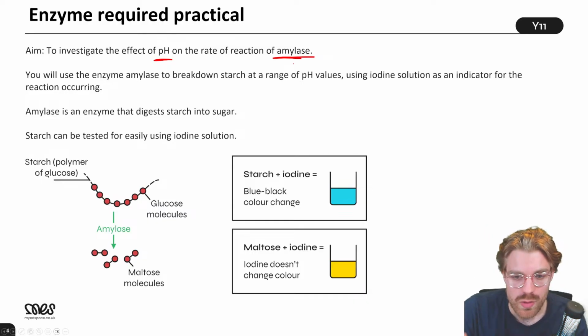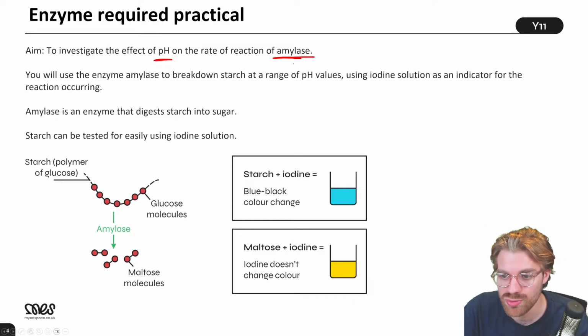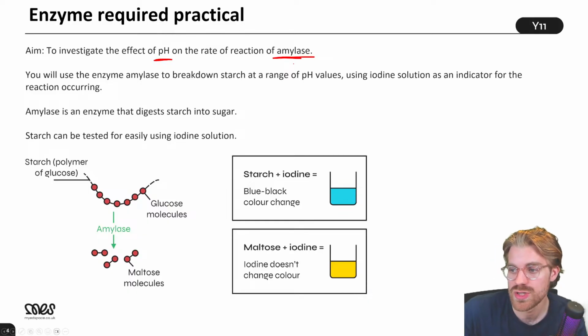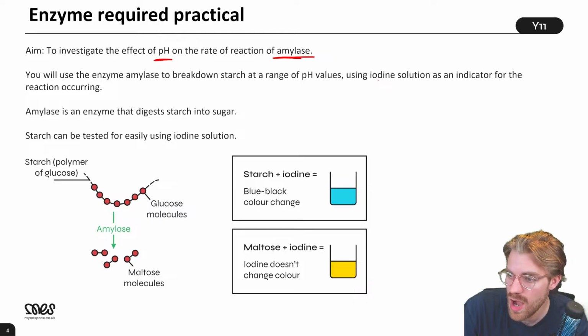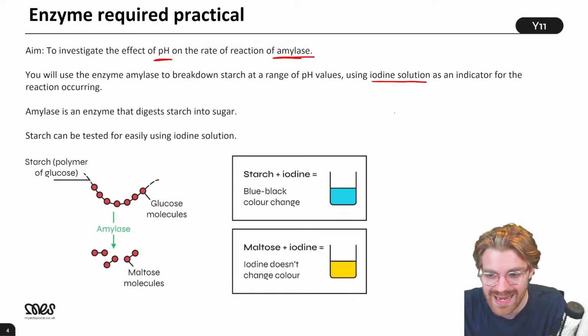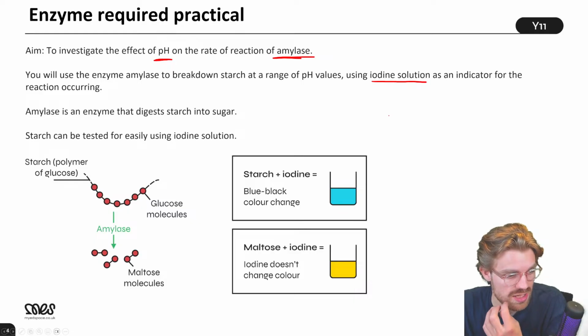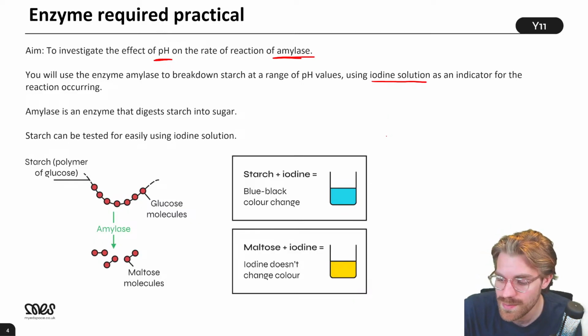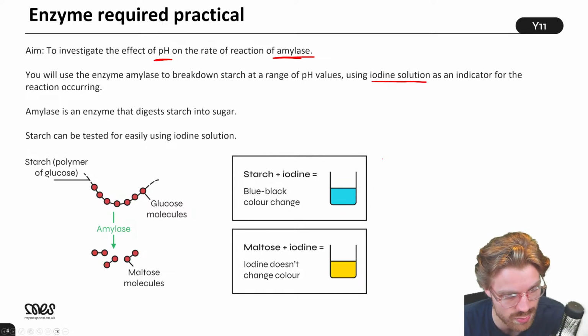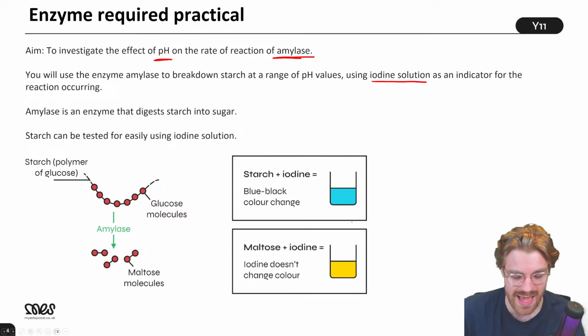So what we're going to do is use the enzyme amylase to break down starch at a range of pH values, using iodine solution as an indicator for the reaction occurring. Now, the iodine solution is going to act as that indicator because it's going to show us whether or not the starch has changed colour. Okay, it's going to change colour depending on if the glucose is still present. Yes, this is for GCSE there, Abanit.